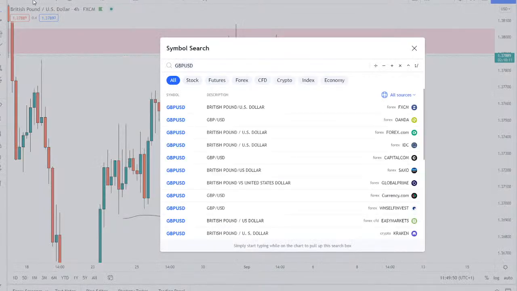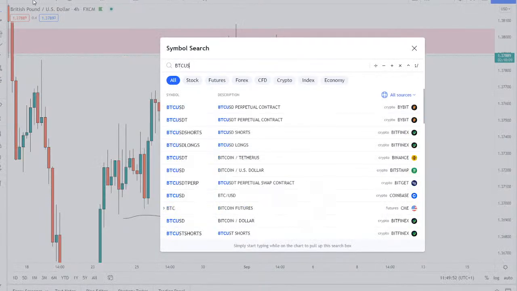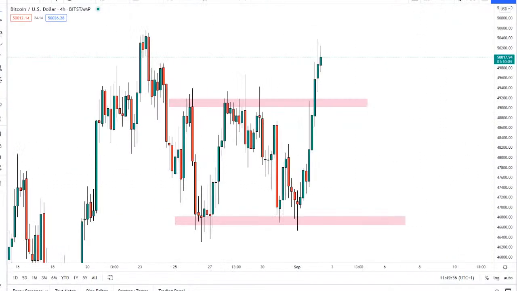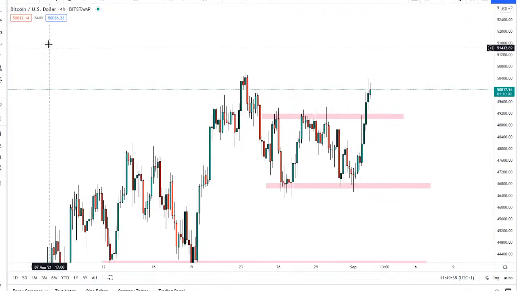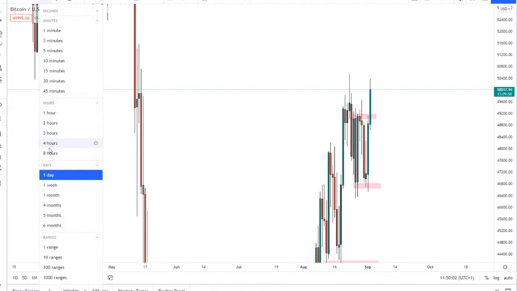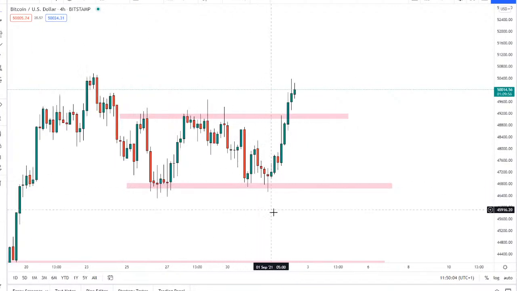Let's take a look at Bitcoin. I haven't seen Bitcoin today. Let's see what's happening with this one. So, mad move to the upside actually for Bitcoin. A big move. The last time I looked at Bitcoin, we were trading at these lows here.